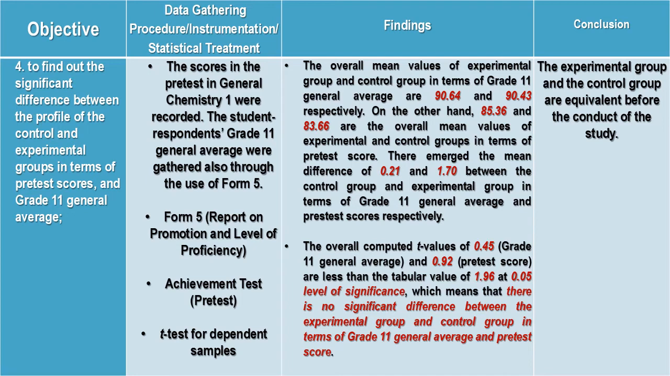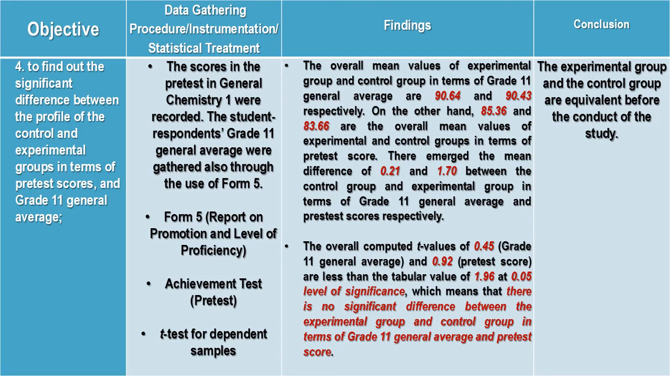The student respondents' grade 11 general averages were also gathered through the use of Form 5, which is the promotion and level of proficiency. So the overall mean values of the experimental and control groups in terms of grade 11 average are 90.64 and 90.43. On the other hand, 85.36 and 83.66 are the overall mean values for the control and experimental groups. So, in other words, the overall computed t-values of 0.45 and 0.92 are less than the tabular value of 1.96 at 0.05 level of significance.